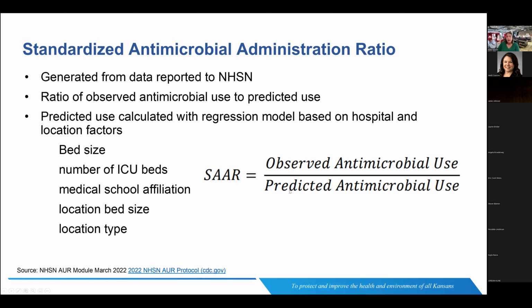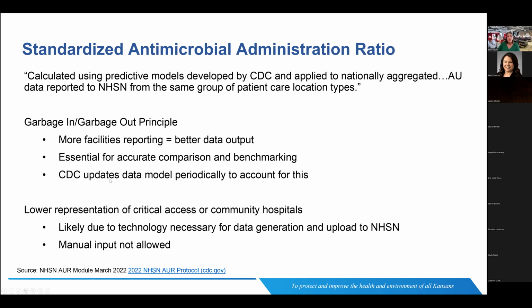So for the predicted antimicrobial use, the general CDC regression model includes total bed size, number of ICU beds, whether or not it has medical school affiliation, and then each individual location, the number of beds per location. This would be either a medical surgical ward or an oncology ward or a pediatric unit, each an individual location. So they're looking at the total beds at that location and the location type, to help adjust for the different types of patients and acuity of patients that each individual location or facility may have. And so essentially they create this predictive model.